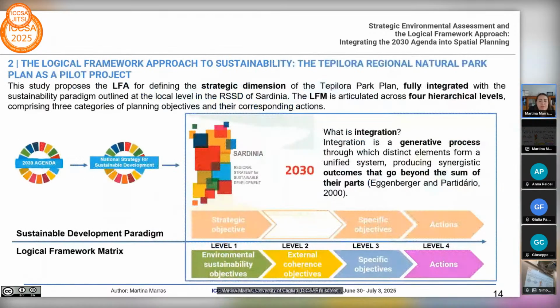So this study proposes integrating the sustainable development paradigm expressed at a local scale by the RSSD of Sardinia with the plan's strategic dimension as articulated through its objectives and actions, structured with a four-level logical framework matrix, and keeping in mind the definition of integration as a generative process that unifies distinct elements to create outcomes that go beyond the sum of their parts.